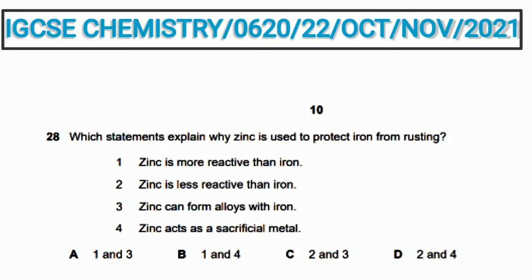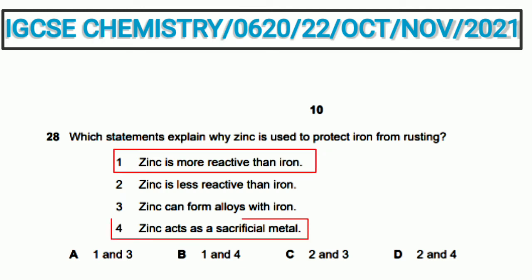Question 28. Which statements explain why zinc is used to protect iron from rusting? Statement 1, zinc is more reactive than iron, is a correct statement. And the fourth statement, zinc acts as a sacrificial metal, that is also correct. So the correct answer here is option B. Statements 1 and 4 explain why zinc is used to protect iron from rusting.